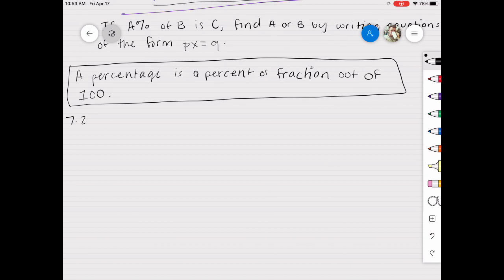What I like to start looking at is 7.2. 7.2 is going to be representing our percentage problem with an equation. Oh gosh guys, I'm writing a lot slower than I want to talk. Sorry guys.